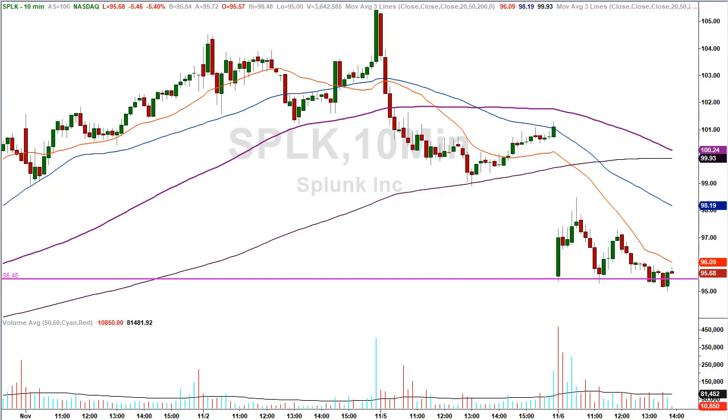How about Splunk today? Here was the prize today. The stock closed all the way up at 101.09. The stock is getting hit pretty hard at the open. We identified a price level of $95.46. And look what happened.